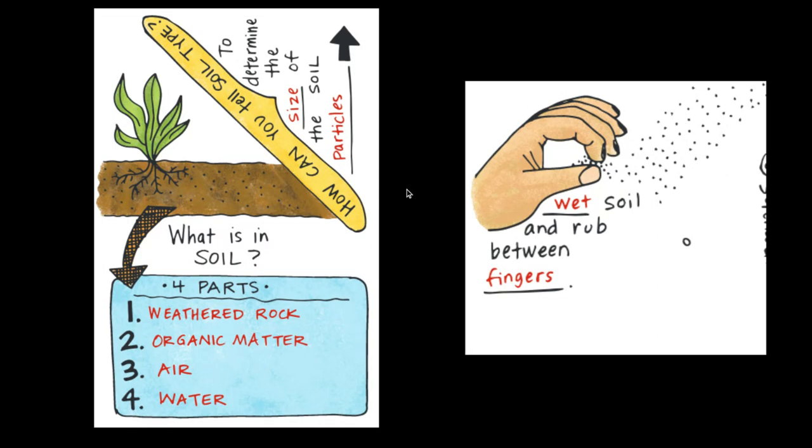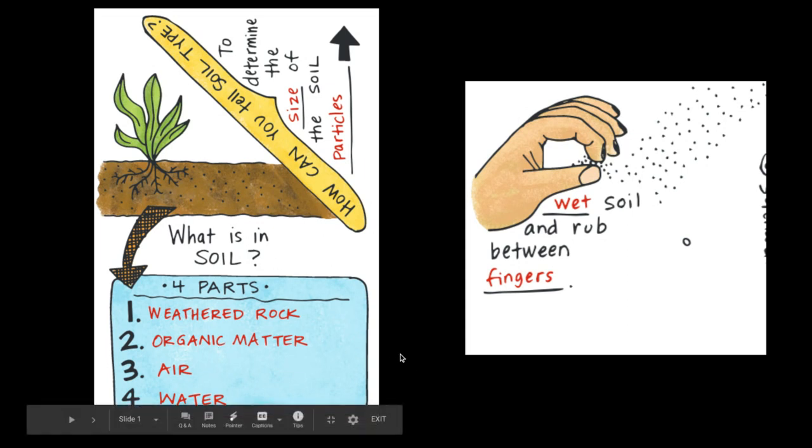Soil is weathered rock. We've talked about weathering before, but again, weathering is just breaking down rock into smaller particles, and that can happen with wind, water, or ice. It's just breaking it down into smaller pieces. So, weathered rock, organic matter. These would be things that used to be living, air, and water.